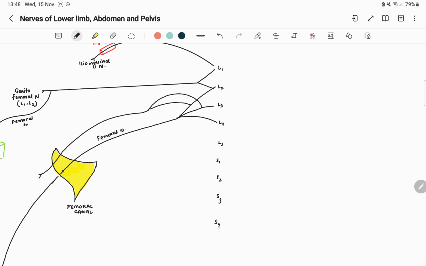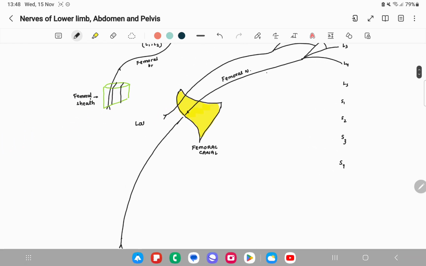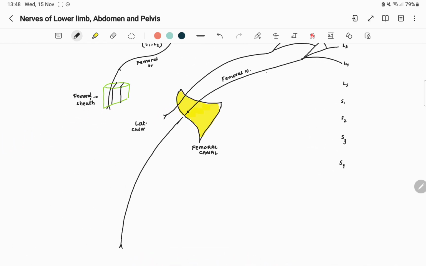So this is your lateral cutaneous nerve of thigh. What is the root value? The root value will be L2 and L3. Understood? L2 and L3. So it is a component of your femoral, not the femoral nerve. It is supplying the skin of the lateral aspect of your thigh as the cutaneous nerve.